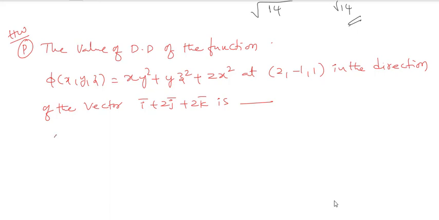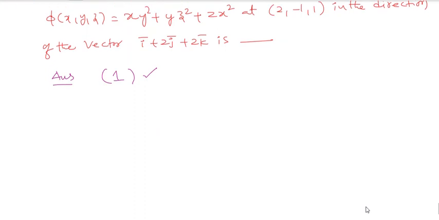It is a direct question. The function phi of x, y, z they have given, the point also they have given, and the direction also they have given. So they are asking for the answer. The directional derivative will be 1. This is the answer for that. So try to check that question and you will get the answer. Clear with my point? Getting what I'm saying? You can solve that. If you are not getting it, just ask me on WhatsApp and I will give you the solution. Okay. Next problem.